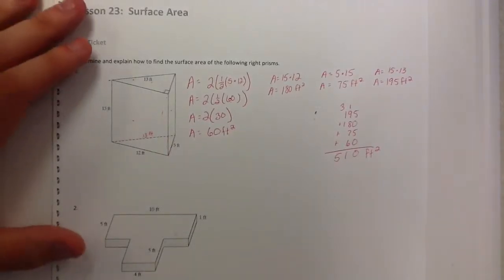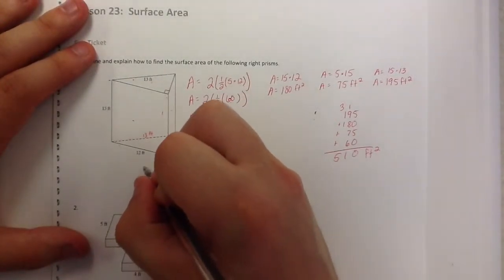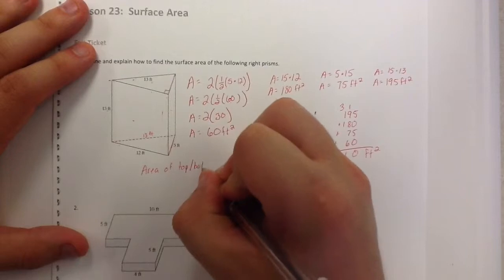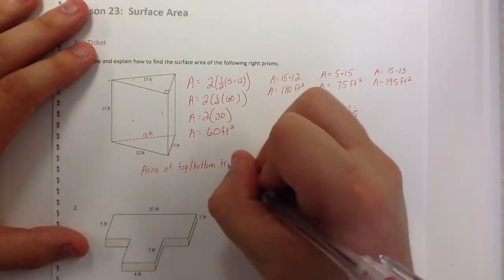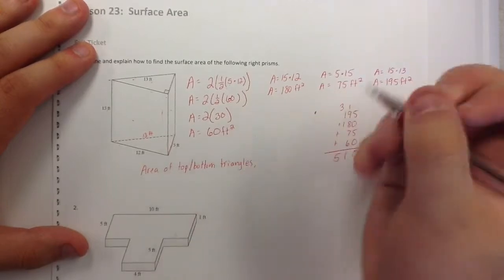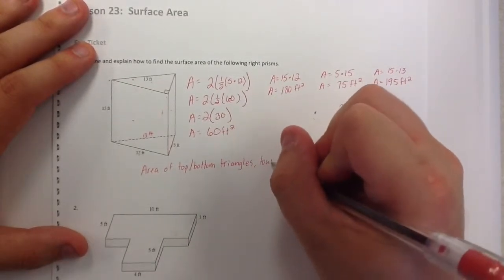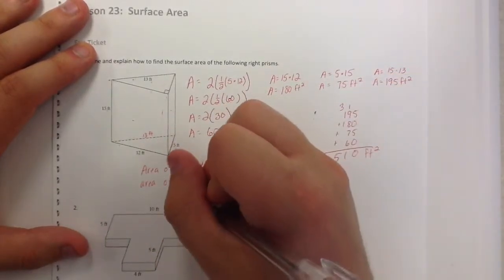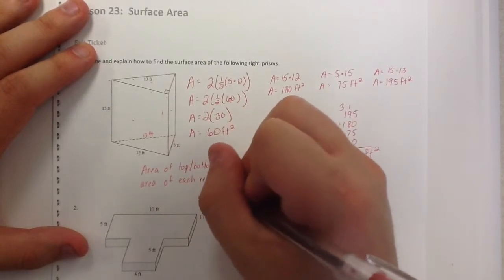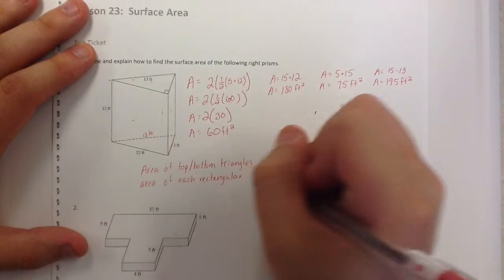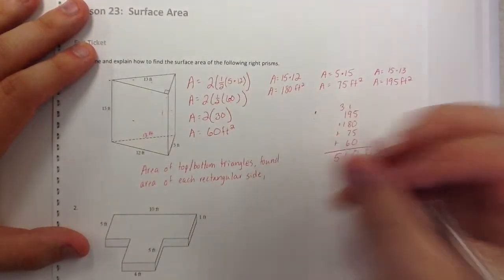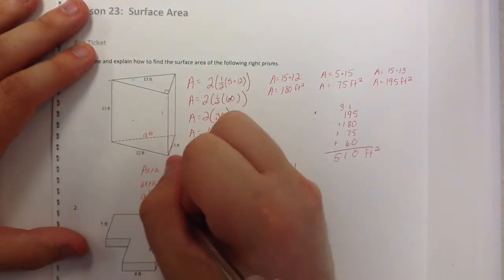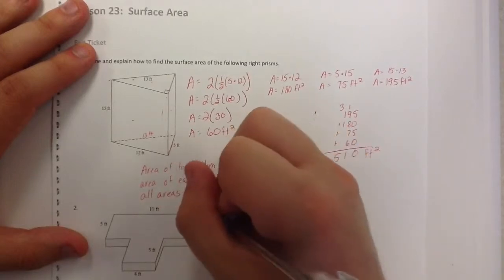Now we need to write a sentence of what we did. Okay? We found the area of top and bottom triangles, and then found area of each rectangular side, and then we added all areas together.